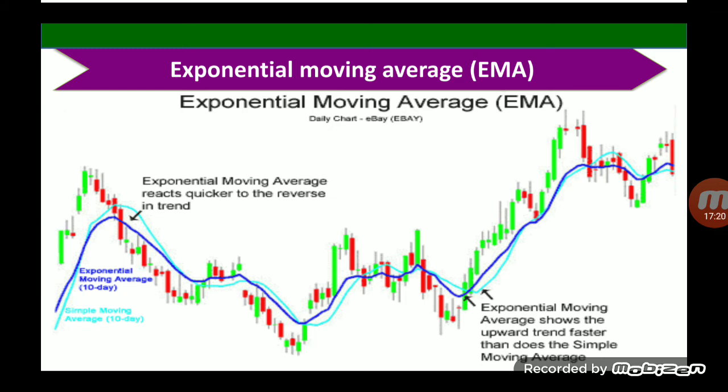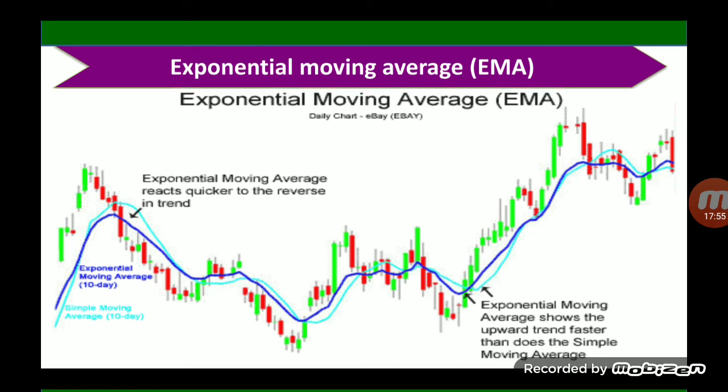Exponential moving average shows the upward trend faster than the simple moving average. It gives greater weight to the recent data points, so it reflects more quickly what is happening in the past trend line than simple moving averages. So this is the benefit of exponential moving averages. This is the daily chart of eBay share price.